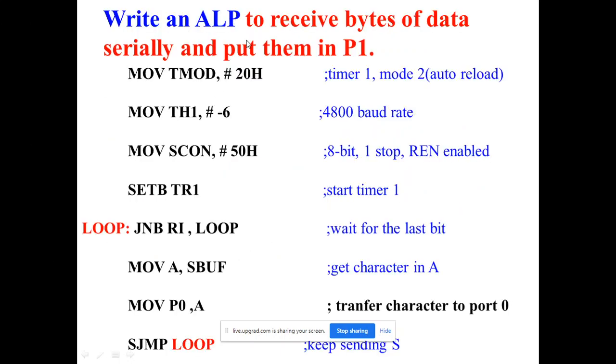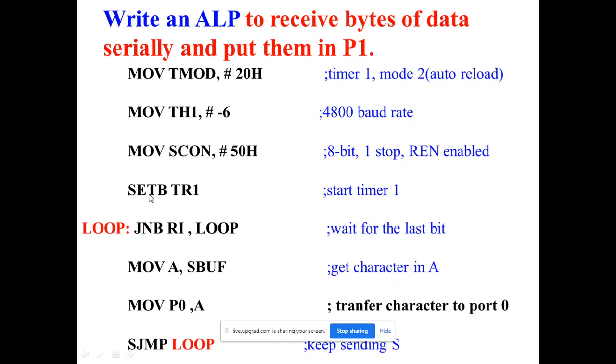Now, as per the algorithm, I am converting it step by step into code. First, I place 20H into the TMOD register, then -6 into TH1. Why -6? Because I want a baud rate of 4800. Then I place 50H into SCON, which means 8-bit data, 1 stop bit, and reception enable.